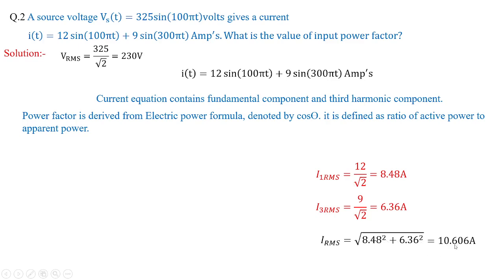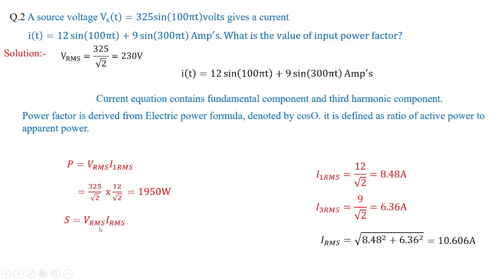That value is 10.606 amperes. So once this is done, I can calculate the active power, which is given by Vrms I1 RMS value, that is 325 by root 2 multiplied with 12 by root 2, which will be obtained as 1950 watts.